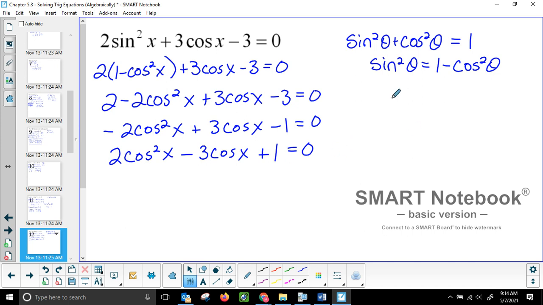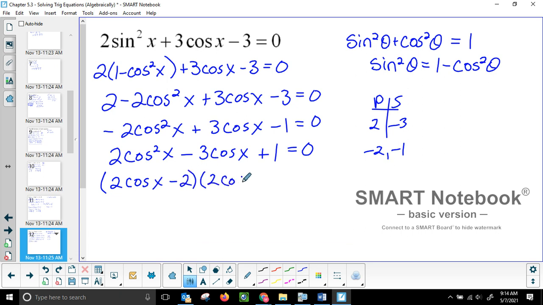So now we can go ahead and factor. I have 2 times 1 is 2, and I have a negative 3. So this will have to be negative 2 and negative 1, because negative 2 times negative 1 is positive 2, and negative 2 plus negative 1 is negative 3. So, of course, I keep my leading coefficient here. So I'm going to have 2 cosine of x minus 2 and 2 cosine of x minus 1. Everybody good so far?